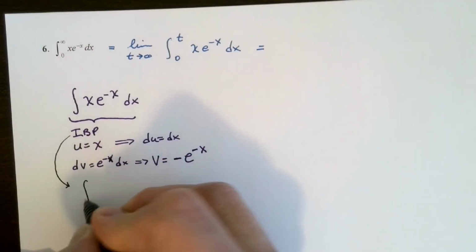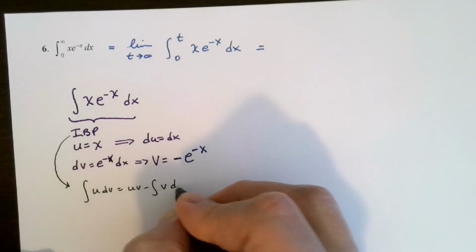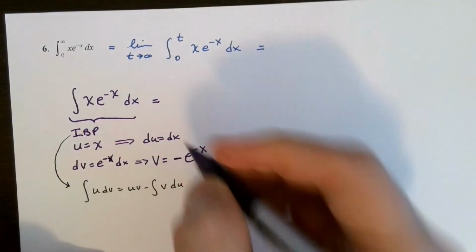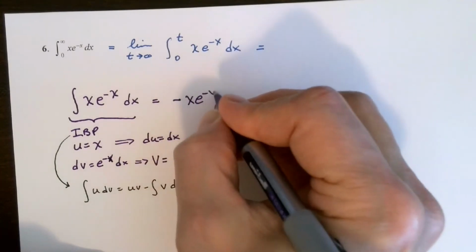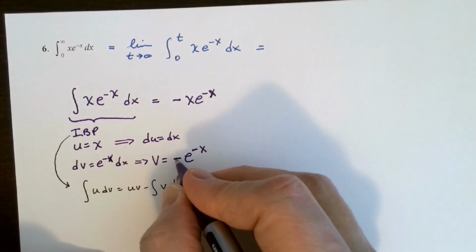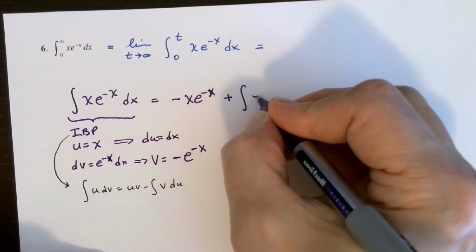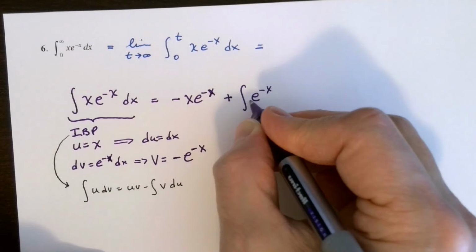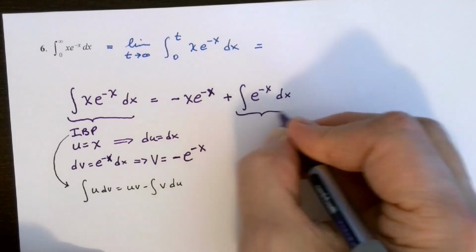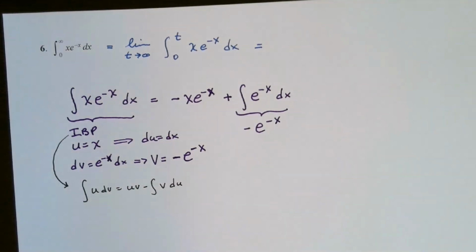Just to remind you, the integral of u dv is uv minus the integral of v du. So this will be uv, which is negative x e to the negative x, minus v du. But minus v, that's going to be plus, right? Minus a negative is plus. V is negative e to the negative x, but minus becomes plus e to the negative x. And du is just dx. But what's the antiderivative of that? We just talked about that. That's negative e to the negative x with a simple substitution.